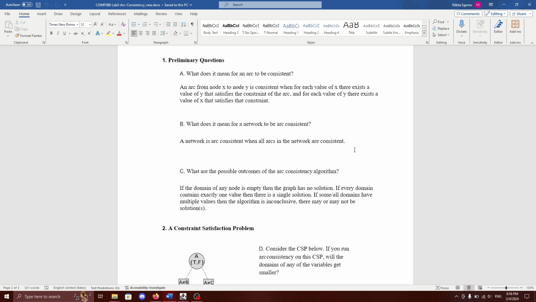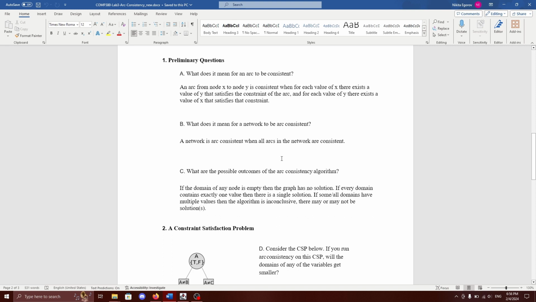The arc between these two nodes will be consistent if for every value in the domain of X, there exists a value in the domain of Y that will satisfy the constraint between the two nodes. And the opposite is true. So if for every value in the domain of Y, there exists a value in the domain of X that will satisfy that constraint. And a network is consistent when all arcs in the network are consistent.